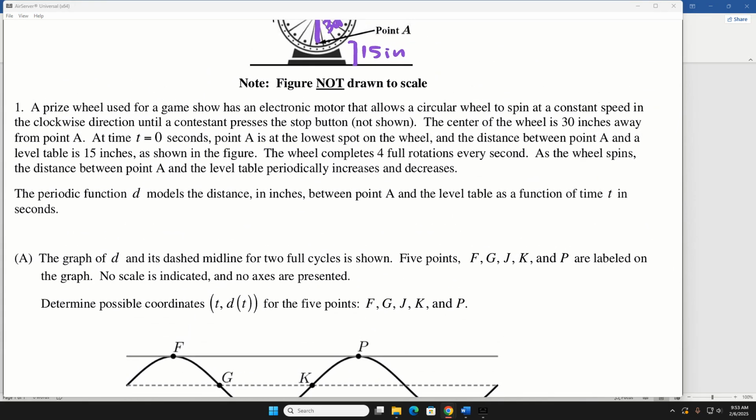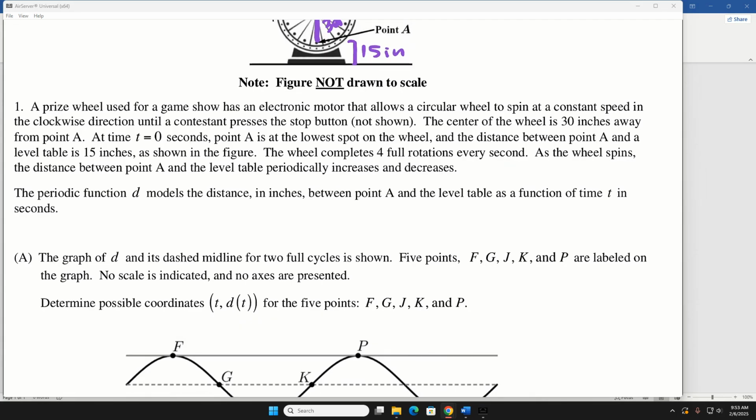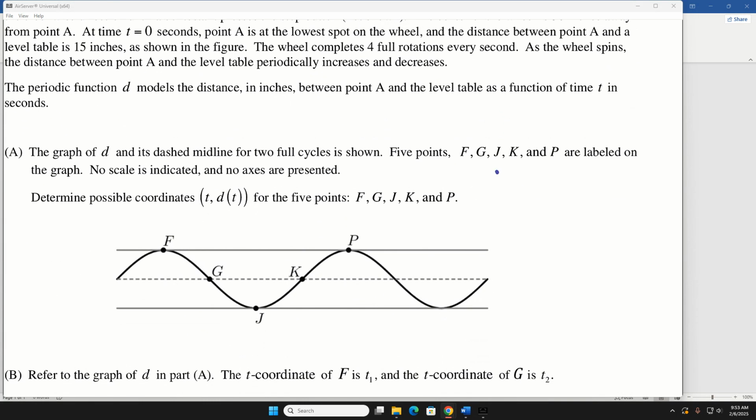So we know that there's 4 rotations every second. Is that the period? Does that mean the period is 4? It does not mean the period is 4. The period is how long it takes for one rotation. So when it tells you 4 rotations every second, what they're actually telling you is the frequency.